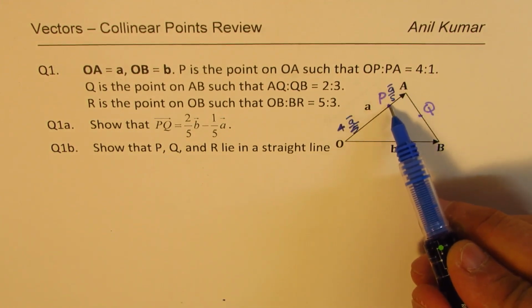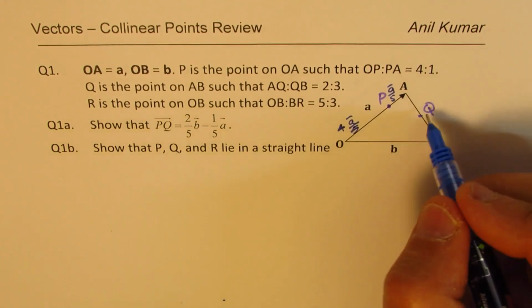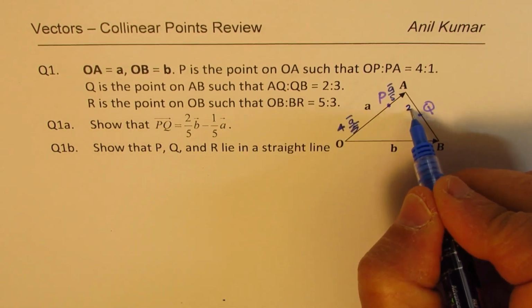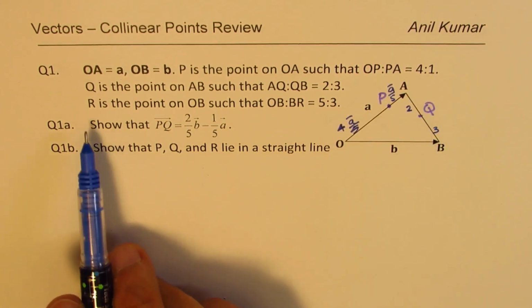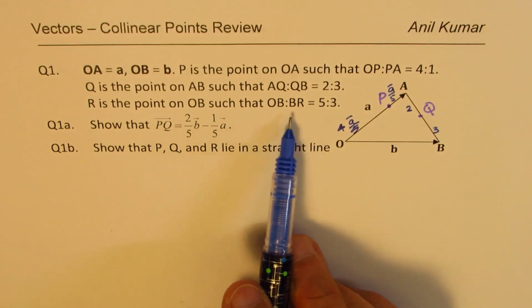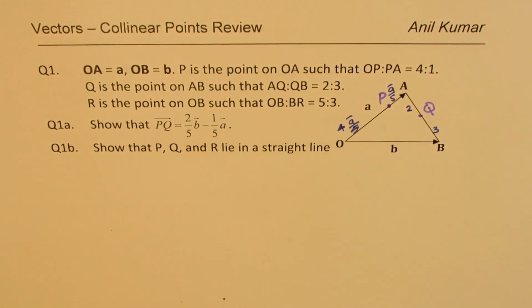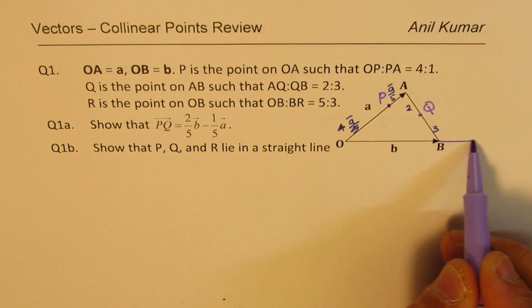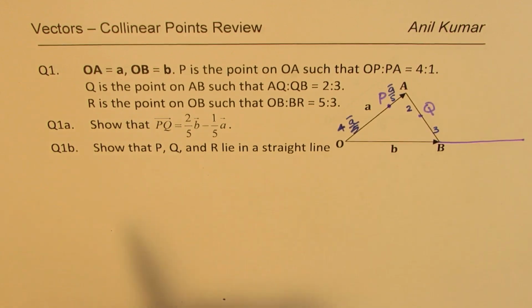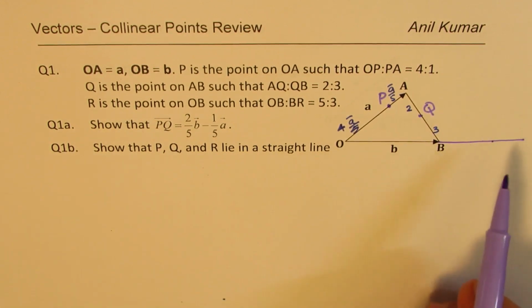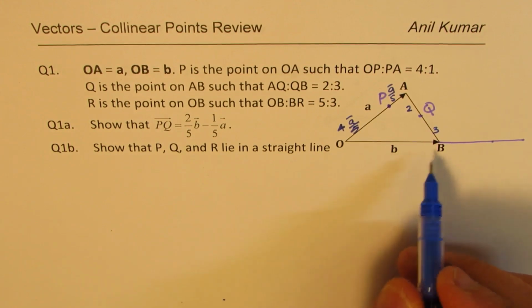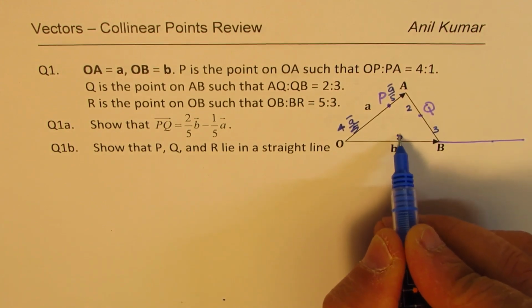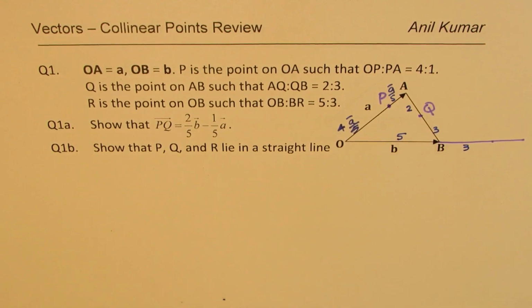Then we have A over 5 from P to A. Now this ratio is 2 is to 3. Let me write 2 is to 3 now, since we don't know what AB is. R is a point on OB such that OB to BR is 5 is to 3. So somewhere here, when we extend OB, we get a point R, right? So let's say somewhere there we have a point R, and it says the ratio is 5 is to 3. Let me write 5 is to 3 for now, and then we'll see what it really means.